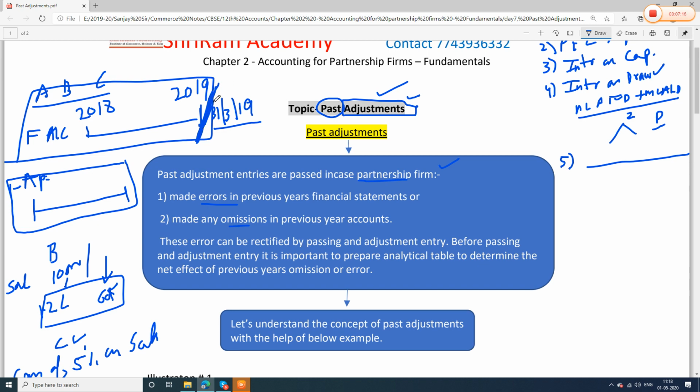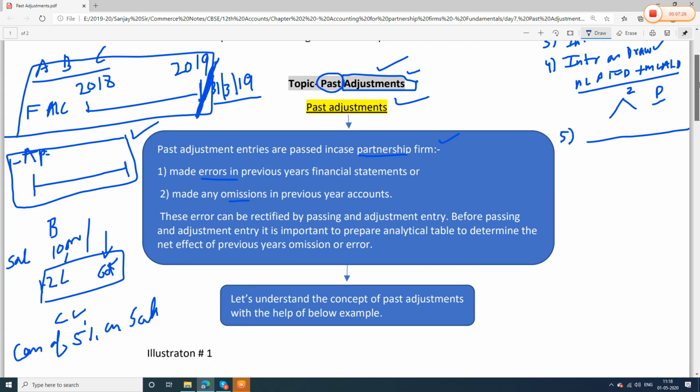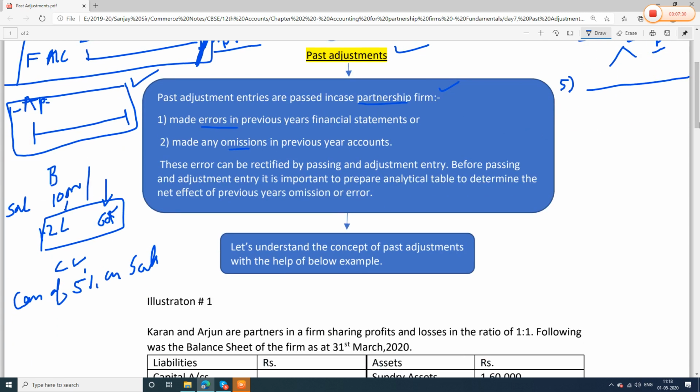So can you go to previous year accounts and make corrections there? No, you cannot do that. So what can you do? For next year, you will make some adjustments related to the past. Okay, so that is called past adjustments. Point number 1. See guys, past adjustment entries are passed in case of a partnership firm.